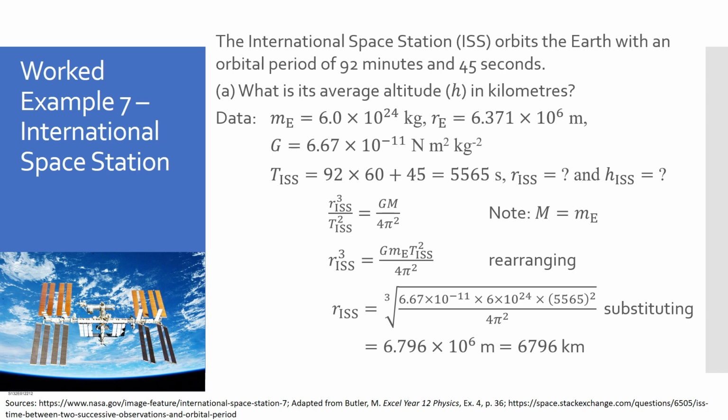So we need to make sure we answer the question. The question is, what is its average altitude in kilometers? So we need to subtract off the radius of the Earth. So the height or the altitude of the International Space Station is 6,796 minus 6,371, again from the data sheet, equals 425 kilometers. So it's really low Earth orbit, which is why they have to keep adjusting the orbital altitude of the International Space Station.